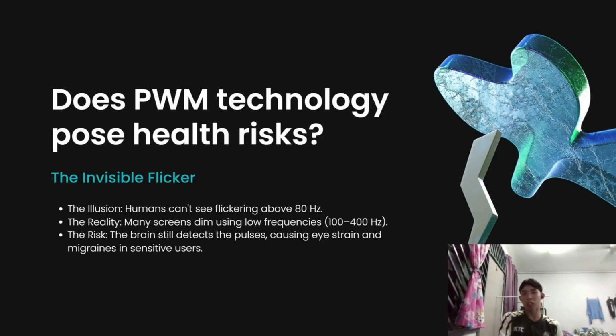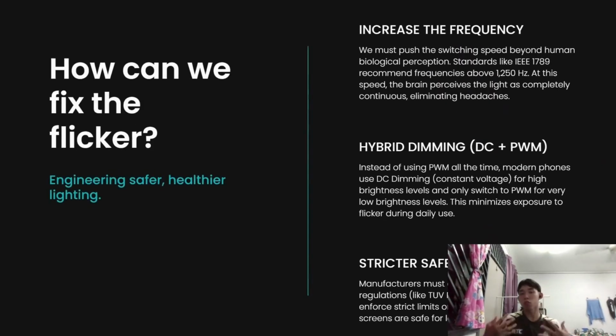So after all the benefits, we need to start to wonder, does PWM technology pose a health risk? The answer is yes, because of the invisible flicker. If you look at your phone right now, you probably can't detect the flickering. That's because we can't actually detect flickering above 80 hertz. However, many screen dimmers use low frequency, around 100 to 400 hertz, but still our brain can detect the pulses, which may cause eye strain and migraine. How can we solve the problem?